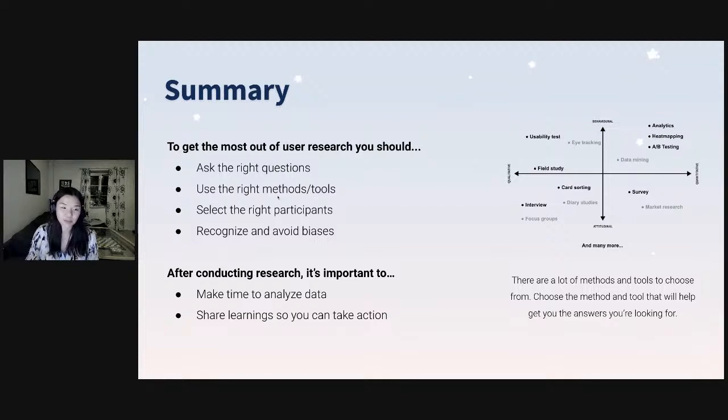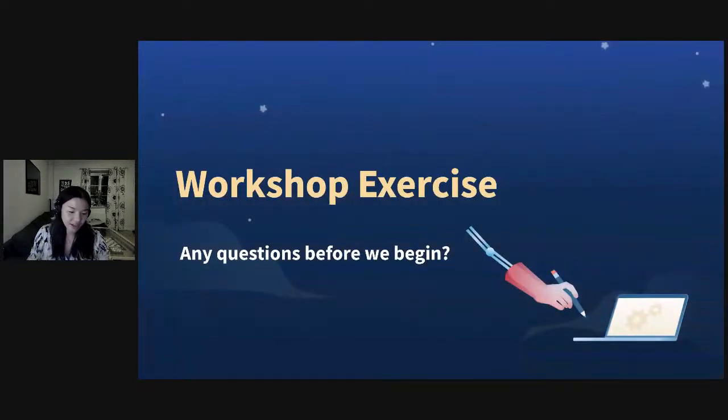But as a summary, in order to get the most out of user research, you should ask the right questions, use the right methods and tools, find the right participants, and of course, recognize your own biases and try to avoid them. And then once you've done your research, make time to analyze that data, as well as share learnings and make sure you can take action. So, a very quick crash course there.